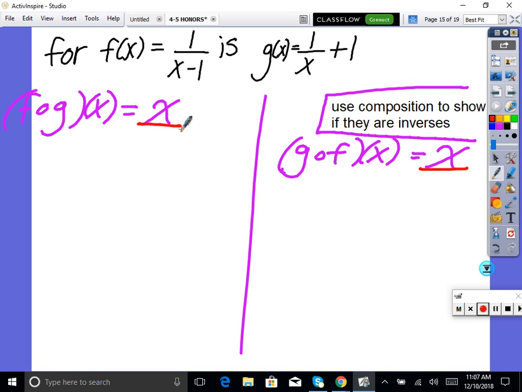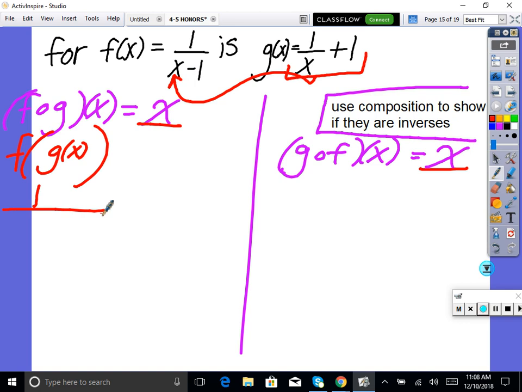It'll always simplify to be x if they are truly inverse functions of each other. So what if we do one and it simplifies to be negative x? Then the answer is no, they're not inverses of each other. So let's do both of these. This is f of g of x, is it not? So we're going to take g of x and plug it into function f wherever there's an x. It replaces that x. So we have 1 over, this is the work you have to show on the test, 1 over x plus 1, and then we have a minus 1. Does everybody see how I plugged it in?